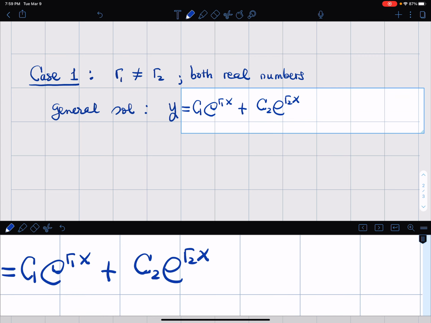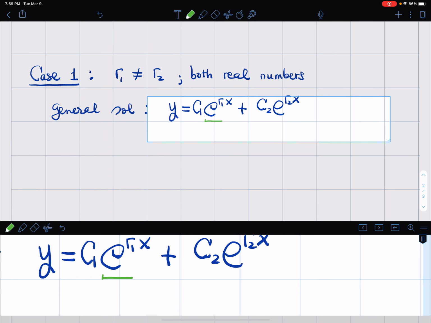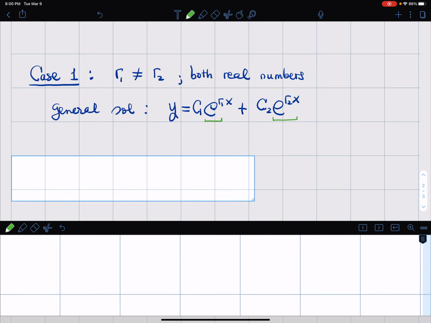And why are we doing this? Because these two functions, e to the r1 x and e to the r2 x, form a fundamental set of solutions, and they are both linearly independent. Assuming r1 is 1 and r2 is negative 1, e to the x and e to the negative x are linearly independent. Okay, so this general solution makes sense based on the theory we learned so far.